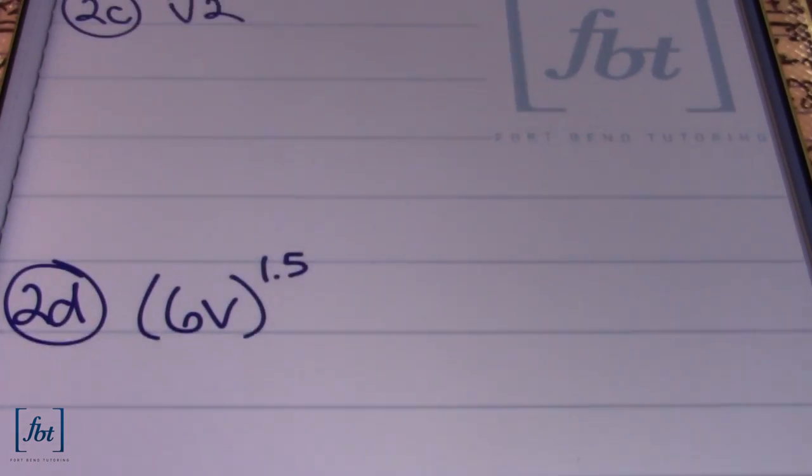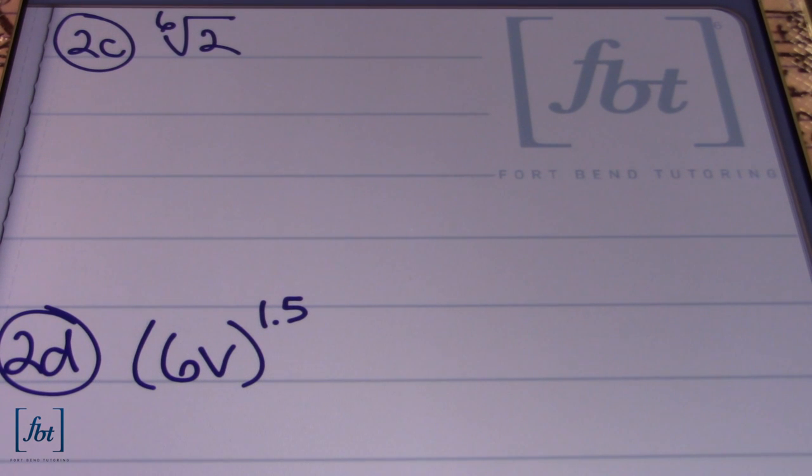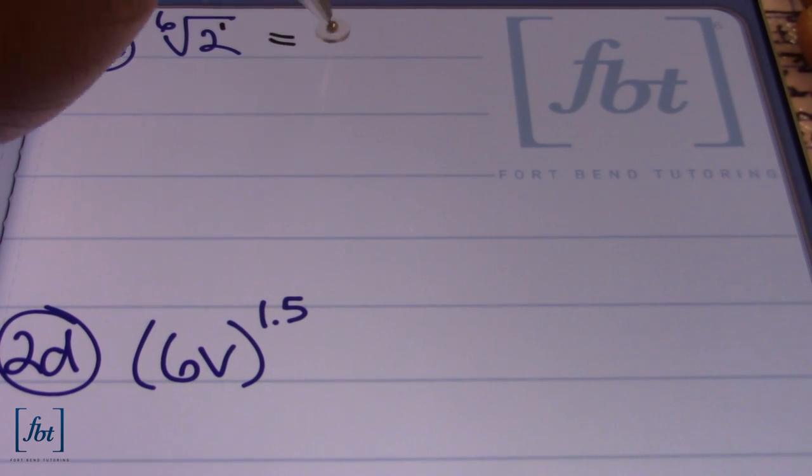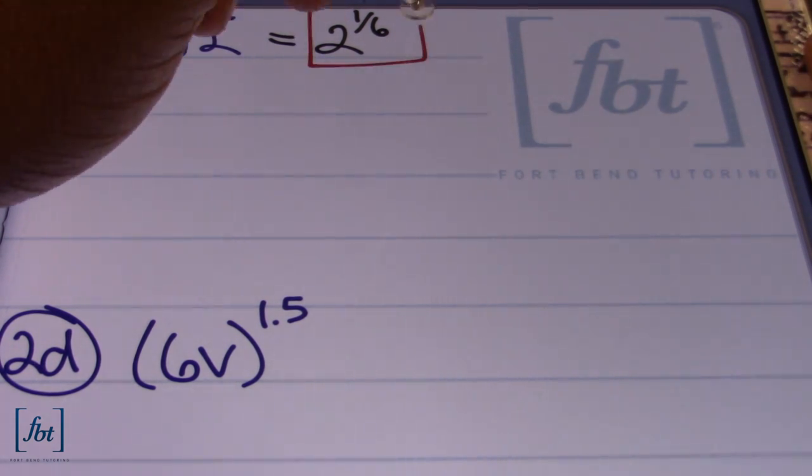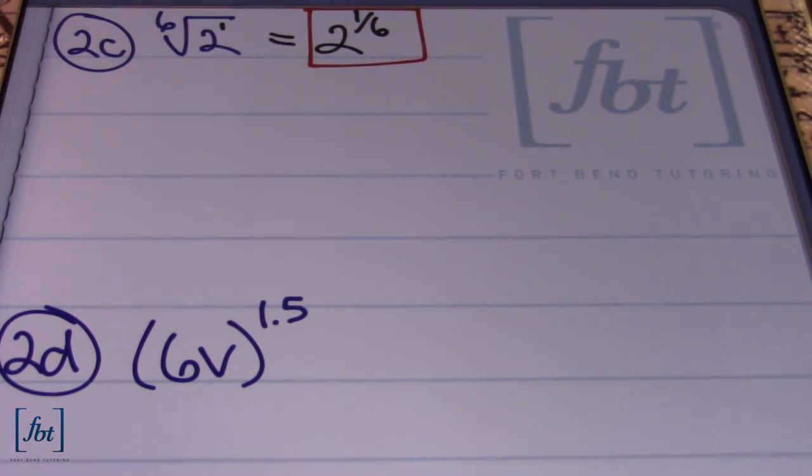Next. We have problem 2C. This is the 6th root of 2. What's the exponent on my base of 2? Yes, you're correct. 2 is currently to the first power. And the radicand? Yeah, it's currently to the first power. And if I were to convert this into exponential notation, then I will have my base 2 raised to the 1/6 power. That's right. 2 to the 1/6. It's done. Put a box around it. You better be putting boxes around your answers.